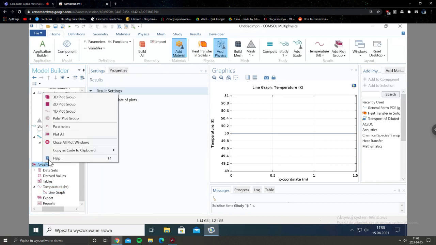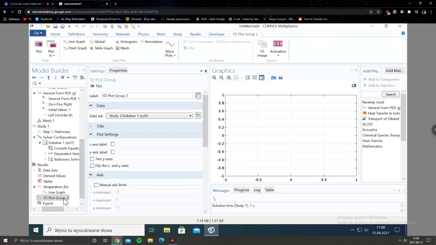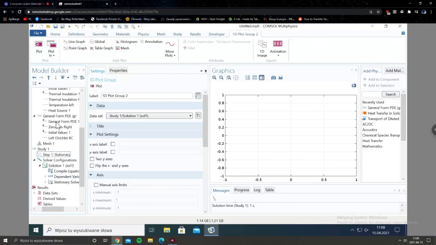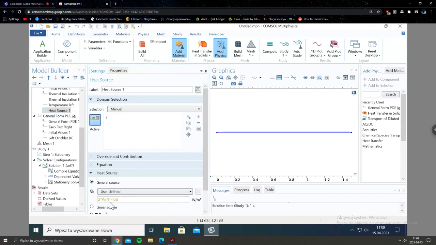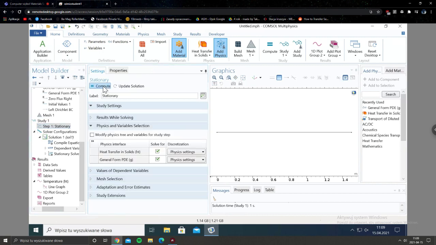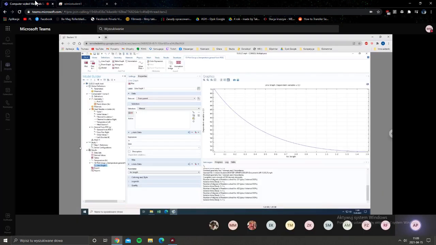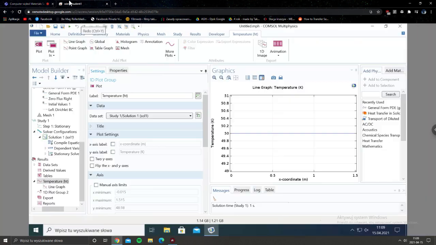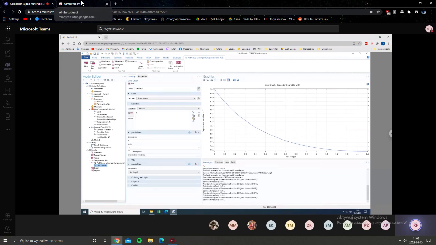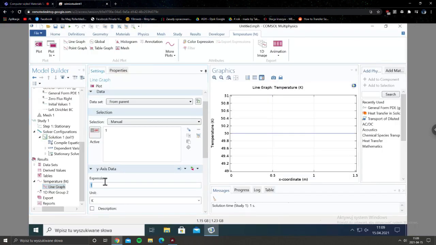Okay, so go back to our heat source. I suppose that we should provide minus here in front of it. And go back to stationary and compute. So it's the same now. Yeah. All right. So now you realize why I wanted to analyze your example and show all of you how it can be done using general form PDE.